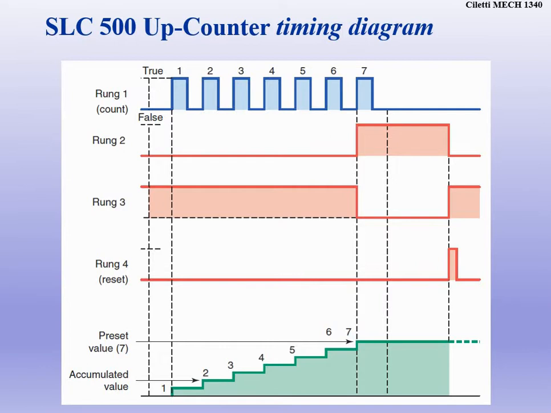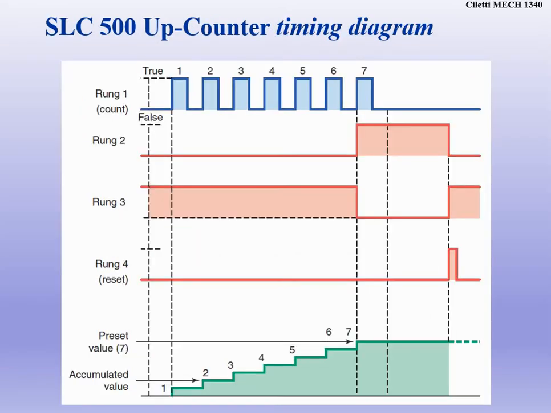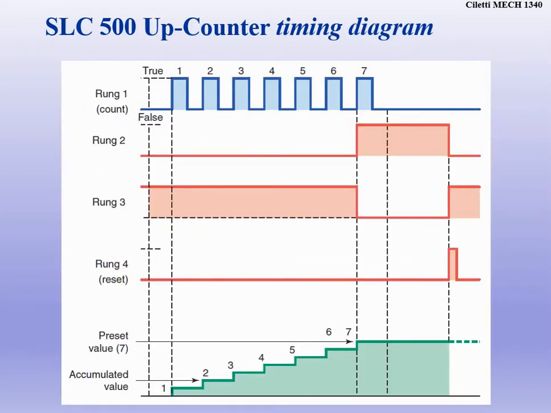So rung 2, that's telling us when we're done. We can see we do not get done until, well, not rung 7, but once we've counted up to 7 on rung 2, we can see that we are finally going to get an output signal and turn the red light on when we've reached our count of 7. And notice rung 3, rung 3 is telling us that that's the green light. We are still counting. So rung 3 on the timing diagram is going to stay on until we get to the count of 7.